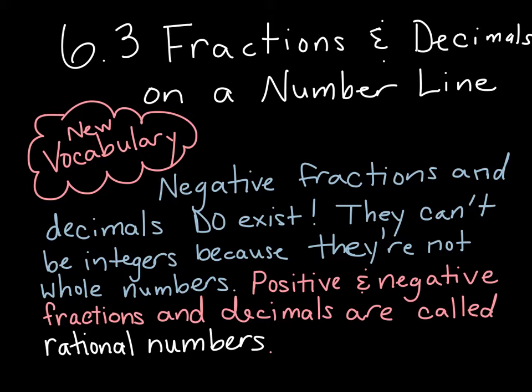Some important vocabulary for 6.3, when we start talking about fractions and decimals on a number line, kind of goes back to what we talked about in section 6.1. Negative fractions and decimals do exist. They just can't be considered integers, because in 6.1 we said integers had to be whole numbers, even if they were positive or negative. But positive and negative fractions and decimals get called rational numbers. We won't use that term very often, but at least you'll have it for the future.